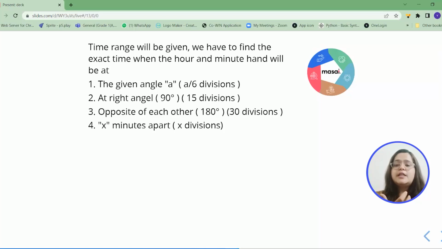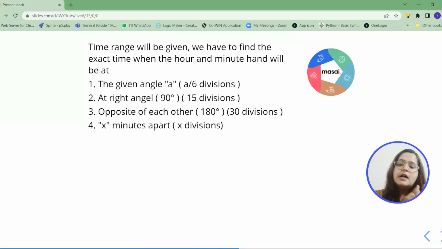Now there are different respects of the angle. First, it would be a direct angle given to you, that is, at what time it would be an angle of 30 degree or 45 degree. Or it will ask you at what time it would be an angle of right angle, that is 90 degree. Or at what time they are totally opposite to each other, that would be 180 degree. Or it would be giving you at what time they are 3 minutes or 5 minutes or 10 minutes apart.